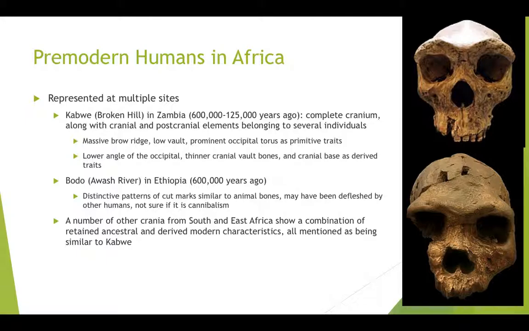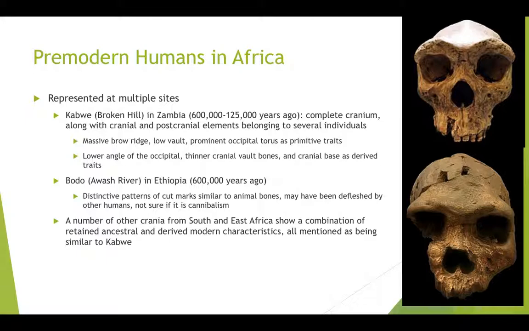So it is possible that the Bodo individual was defleshed through some kind of ritual ceremony, whether or not that ceremony includes cannibalism. So, the removal of the skin and the muscles and such from the skeleton of this particular individual. This is one of the first times that we see humans perhaps involved in not necessarily the consumption of human meat, but certainly processing the bodies of other humans.